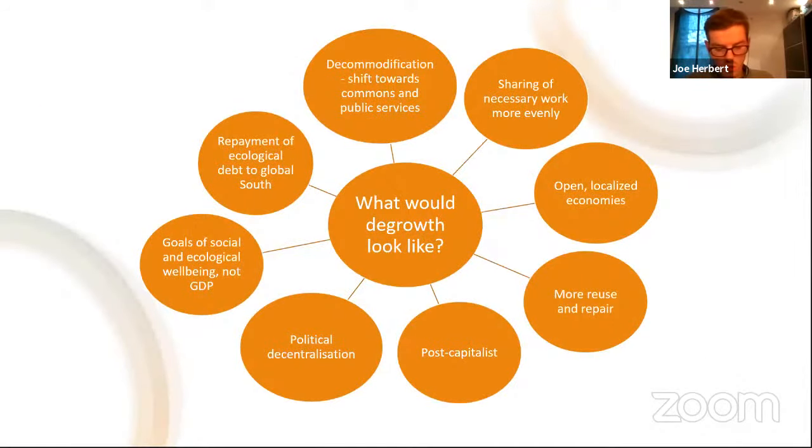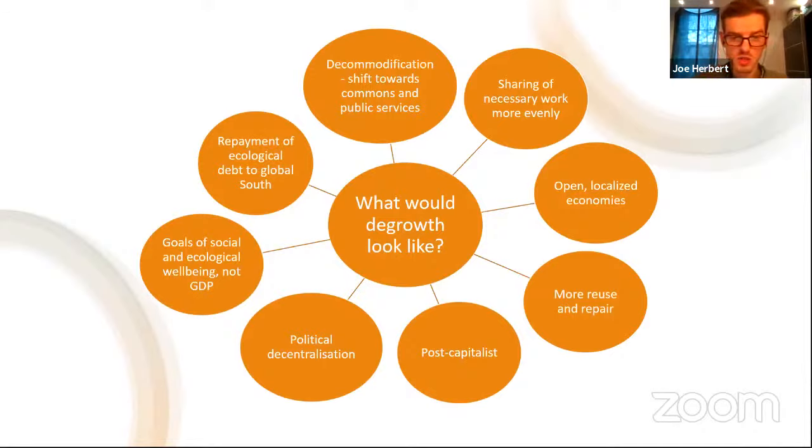So what would a degrowth transformation or degrowth society look like? Well, there's a lot of different visions out there because degrowth is in itself quite a pluralistic movement, if you want to call it that. But there's a few things that are shared, maybe pretty broadly across different people's visions. So a big one is decommodification. So shifting towards a society where people can meet their needs through things like commons and public services rather than relying on income and wage labor. More localized economies with lower ecological impact.